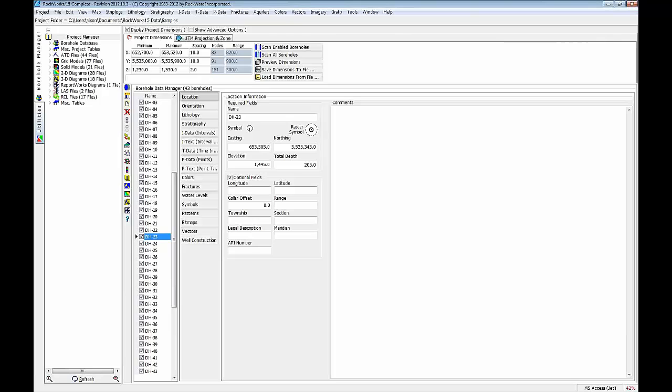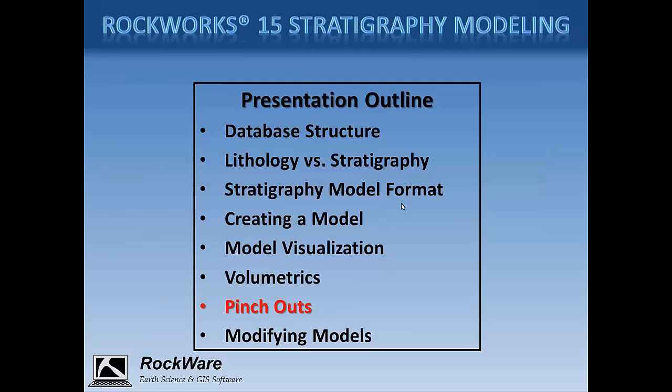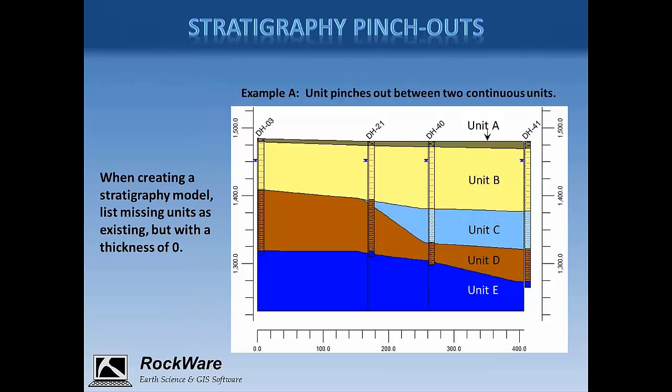All right, what I'm going to do next is move back to this PowerPoint and talk about how you would deal with pinch outs when you're creating a stratigraphy model. Keep in mind that RockWorks is really designed to model continuous stratigraphic units, but if you do have a unit that pinches out, then there are definitely ways to deal with it in the database. I'm going to give examples of two types of pinch outs.